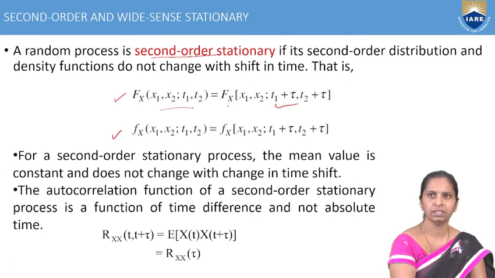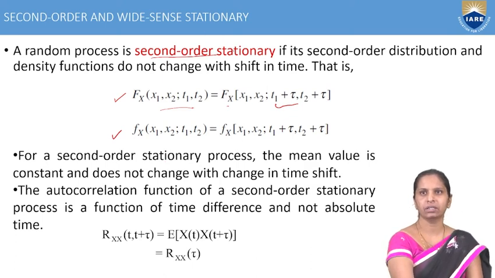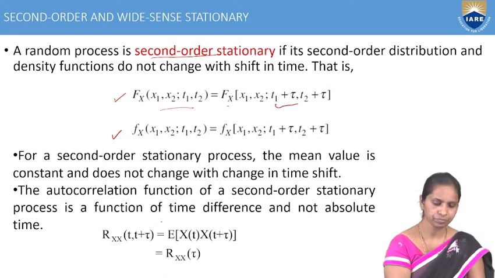So because of the shift in time, the second order distribution function and density function do not vary with time. It is called a second order stationary random process.